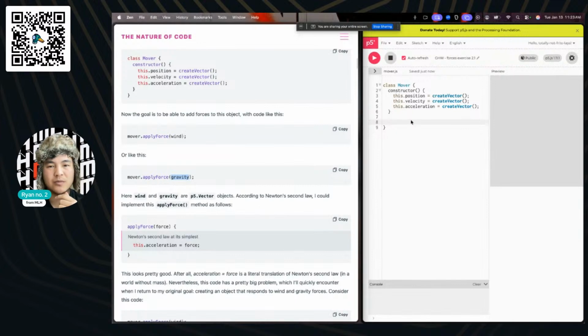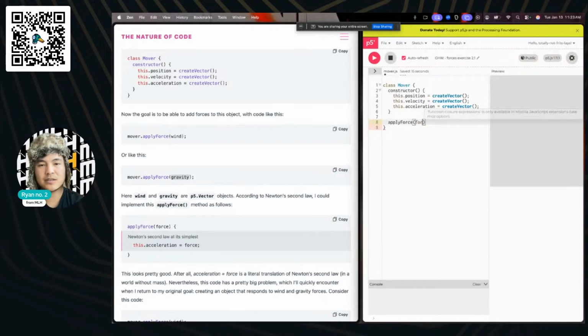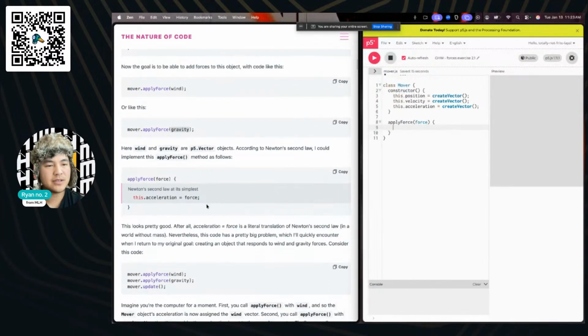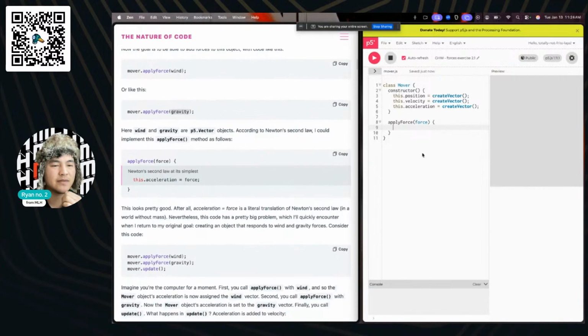So what we can do is create a new function. It's just called applyForce, and then we're going to take in something that's just called force. Now looking down here, in this case, wind and gravity are vector objects. According to Newton's second law, we would need to implement the applyForce method as follows. this.acceleration is equal to force.